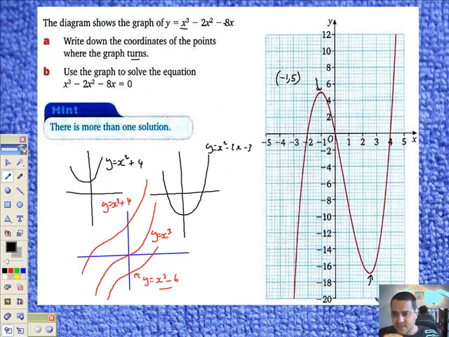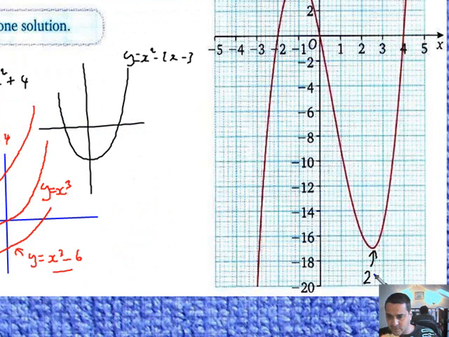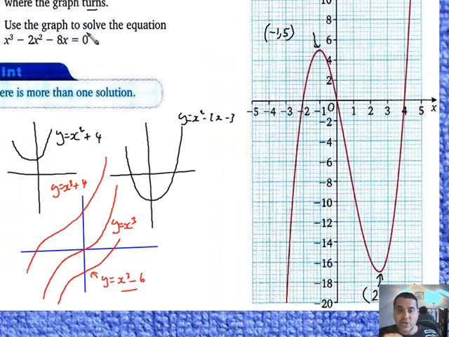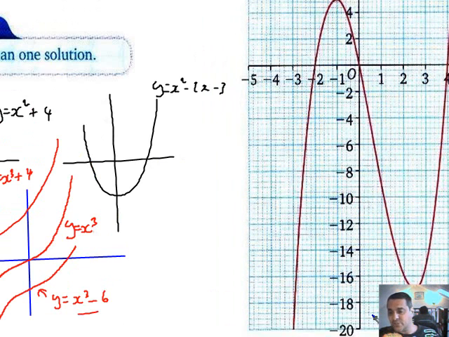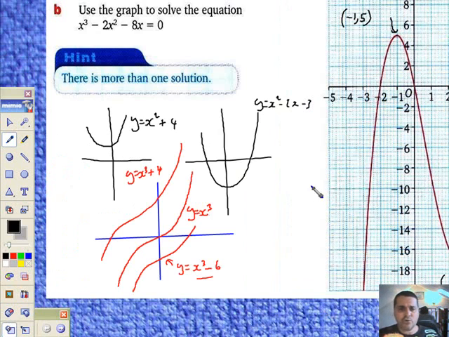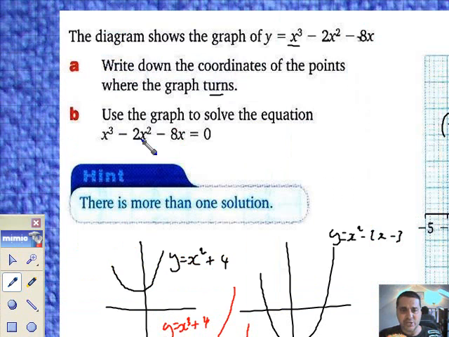That's a turning point, and the other turning point looks like between 2 and 3. So I'm going to go 2.5 for the x value, coming down to minus not quite 17. I'm not sure, I can't really judge it. Yeah, I'm going for minus 17. So these are the two turning points. The graph turns there at -1, 5, and turns back up at this point here, which is 2.5, minus 17. Full stop. That's it.